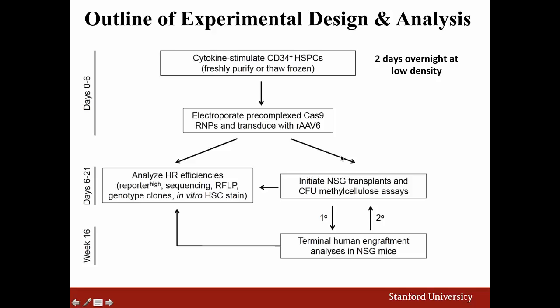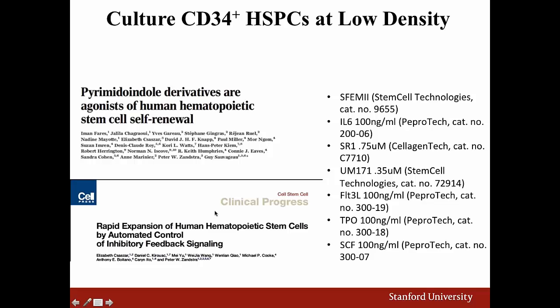And if you're interested in looking at stem cell function or progenitor cell function, it would be to initiate NSG transplants. And so the big thing we found, as have others, is that a 2-day overnight culture at low density is key. The reason I say that is because there have been a few papers, one from Toronto and one from Montreal, showing that if you use this fed batch system, you can get rapid expansion of human hematopoietic stem cells.